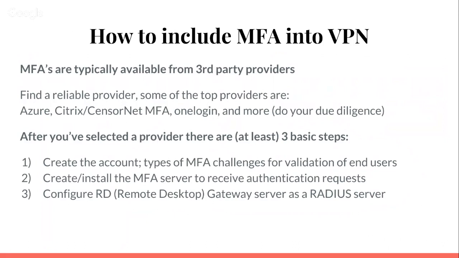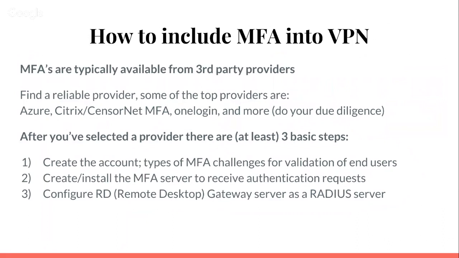All right. So this is just giving you a quick overview of how you could include that extra authentication into a VPN. And like we mentioned earlier, you can get an extra multi-factor authenticator through a third-party provider. They've got some reliable providers like Azure, Citrix, SensorNet, MFA, OneLogin. You can just check around and find good ones out there.